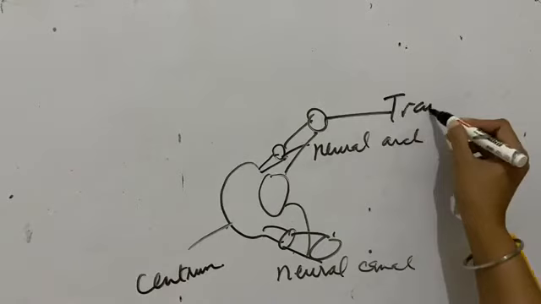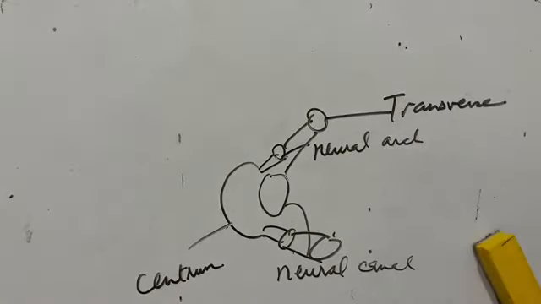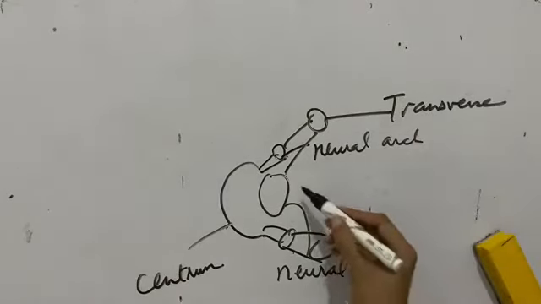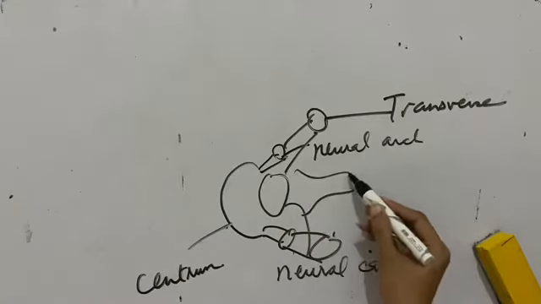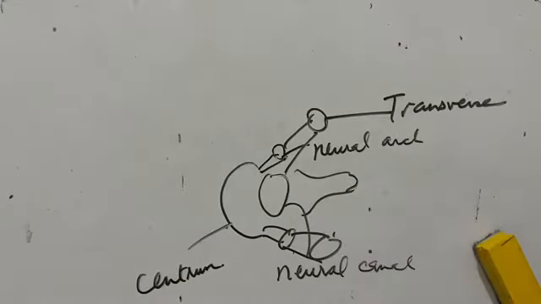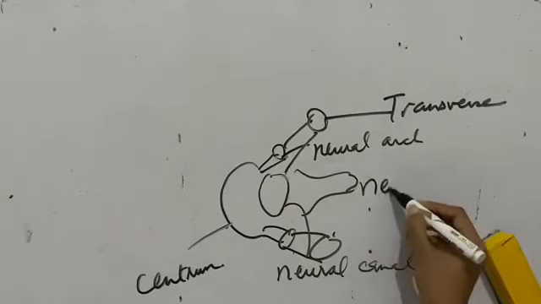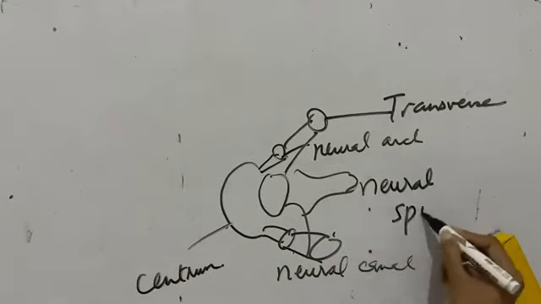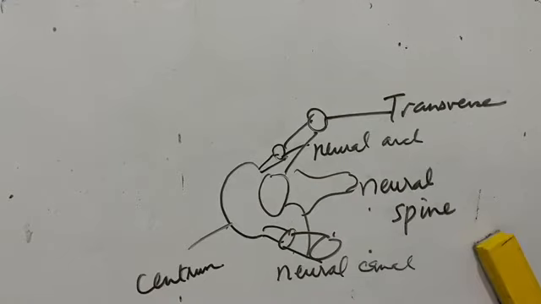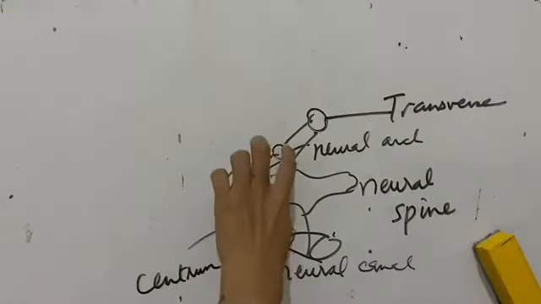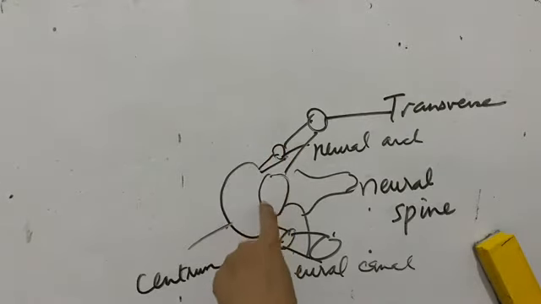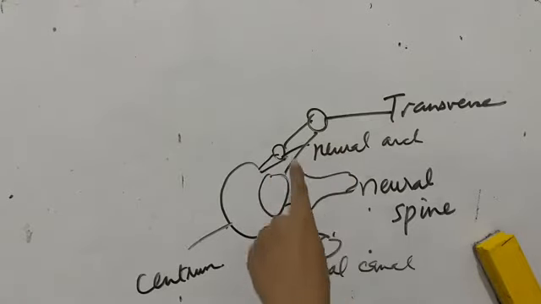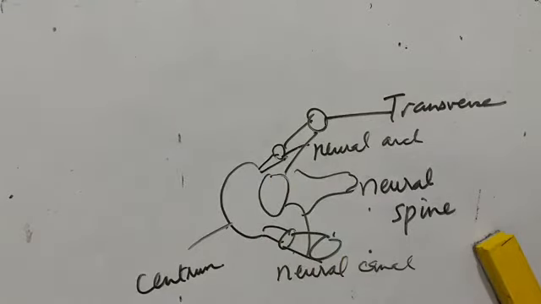They are known as transverse processes. Okay, and then there is an extension, this one, which projects forward, and this is known as neural spine. So these are the parts of one vertebra. One vertebra looks something like this: the main body part, centrum, 2 neural arcs. Inside the neural arcs is present a neural canal, and then the neural arcs further project, and they are known as transverse processes, and then there is one neural spine.